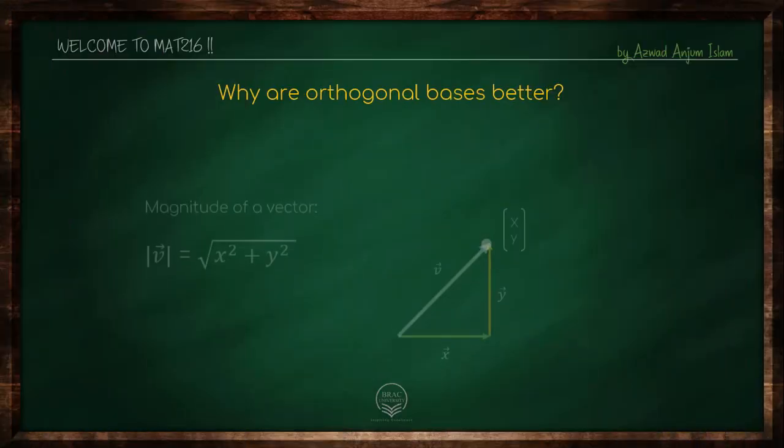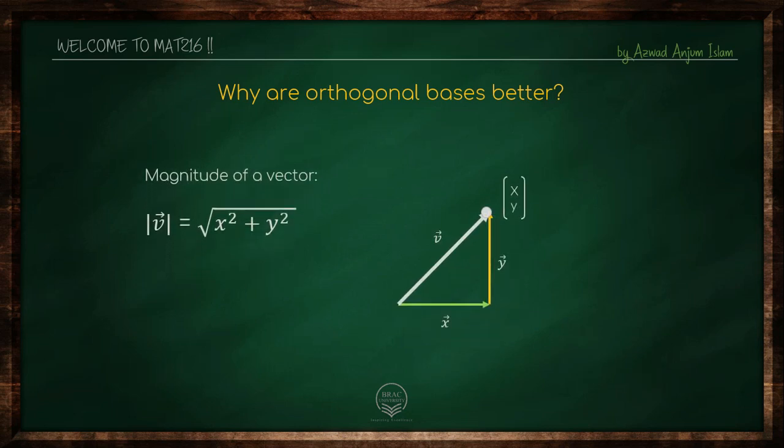So first of all, think of the magnitude of a vector. We have this vector v, and according to our standard basis vectors i hat and j hat, let's say the coordinate of this vector is xy. So we know the magnitude, the length of this vector is going to be x squared plus y squared, right? This is a very easy formula, and we can use it to determine the length of any vector in any dimension.